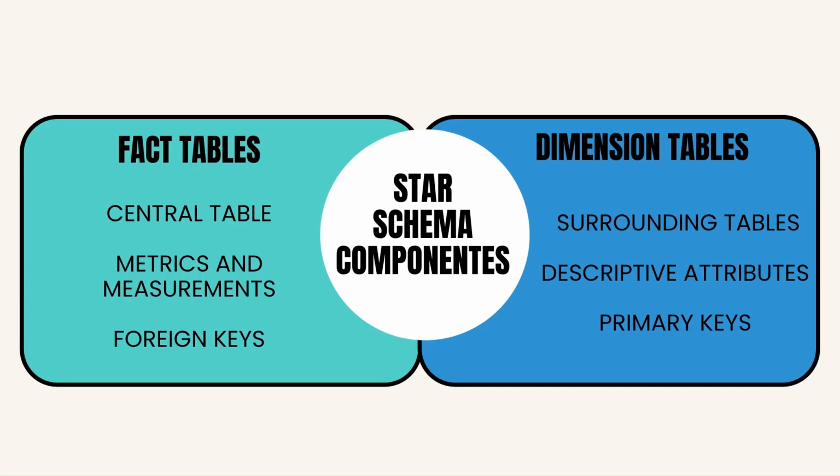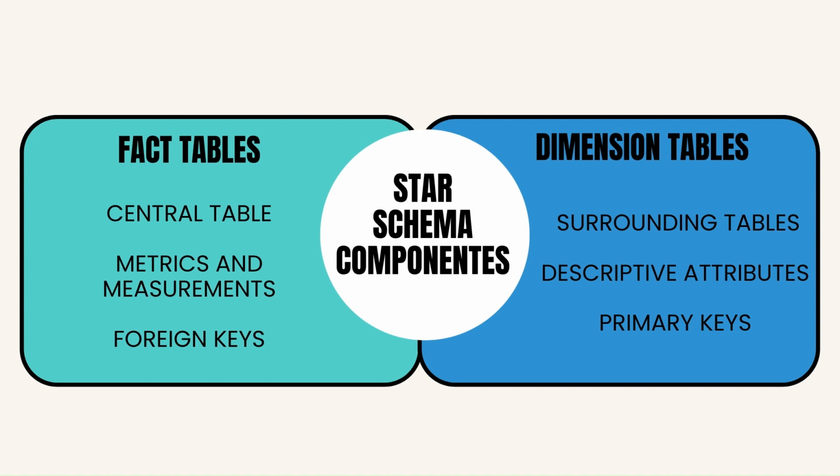In terms of components, the fact table is at the center of the star schema. It contains quantitative data for analysis, such as sales amounts, quantities sold, or transaction counts. It includes foreign keys that link to dimension tables, whereas the dimension tables are arranged around the fact table.